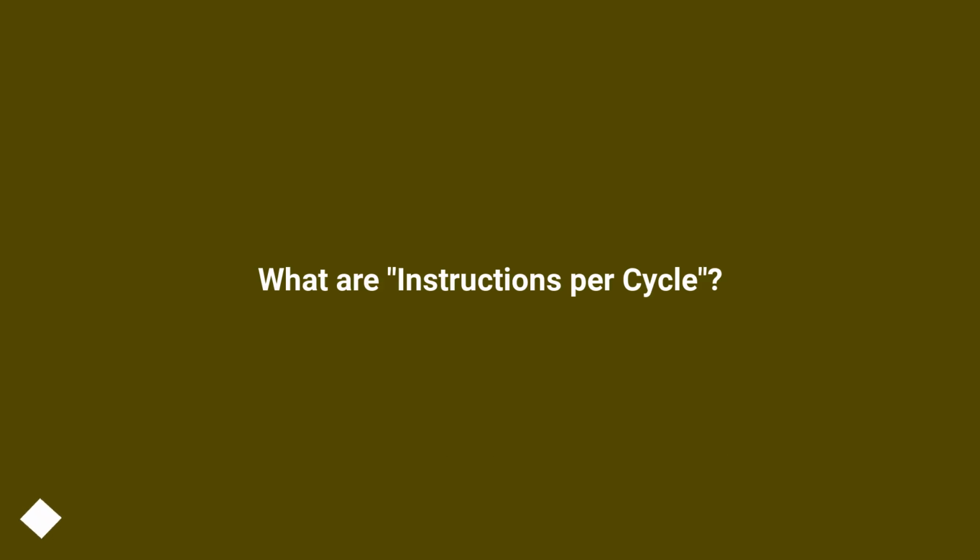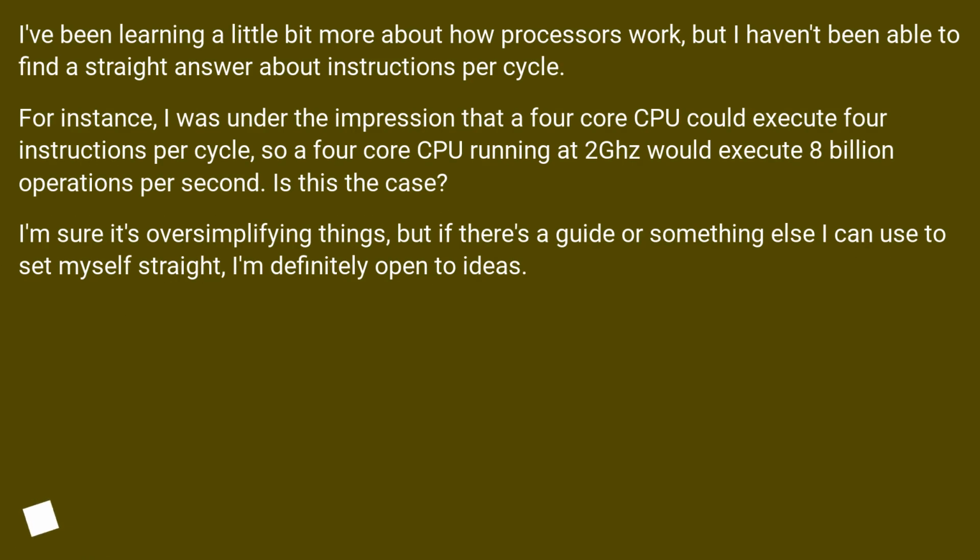What are instructions per cycle? I've been learning a little bit more about how processors work, but I haven't been able to find a straight answer about instructions per cycle. For instance, I was under the impression that a 4-core CPU could execute 4 instructions per cycle, so a 4-core CPU running at 2 GHz would execute 8 billion operations per second. Is this the case? I'm sure it's oversimplifying things, but if there's a guide or something else I can use to set myself straight, I'm definitely open to ideas.